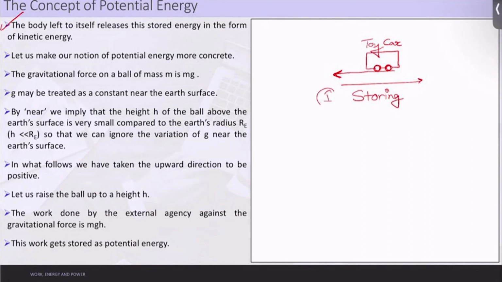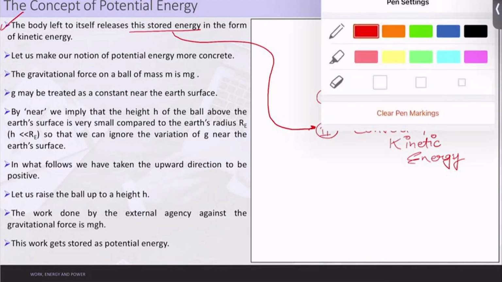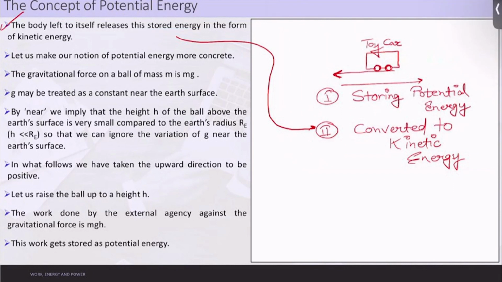So the first step is basically storing of potential energy, and after this potential energy is stored, in the second phase, what is happening? It is being converted into kinetic energy. Okay, so that is one of the examples which we can understand from this. As you can see, the body is left to itself. If we are not applying any force, it releases the stored energy. How is it releasing the stored energy? It is releasing the stored energy in the form of kinetic energy. I hope this example makes it clear how there is a conversion from potential energy to kinetic energy.